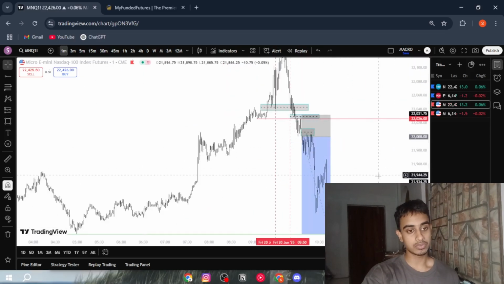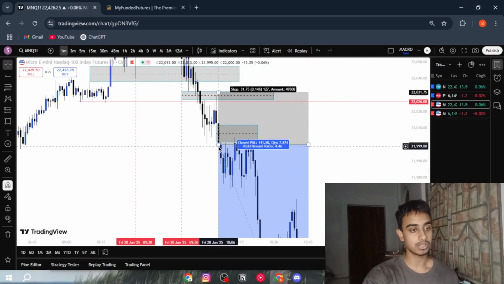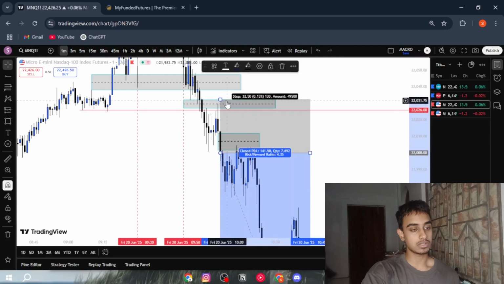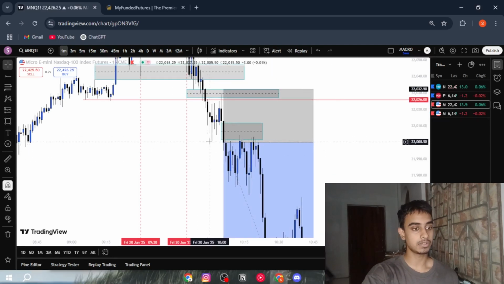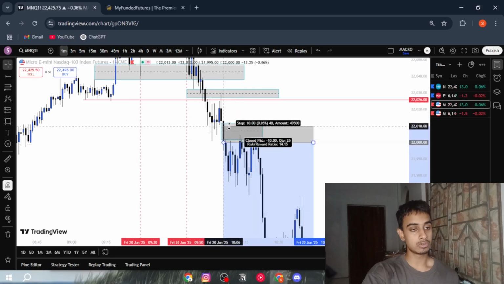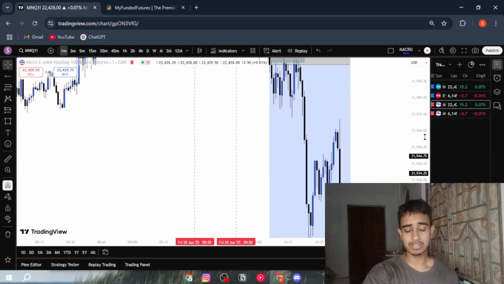So I entered off of this retracement. I waited for a 1 minute break of structure and I entered right here. So I was risking around $160 with the stop loss. It broke below this, so I trailed my stop loss to the middle of this fair value gap right here. So from $160 risk to around $20 risk. So it wasn't really much. I could have let it ride.